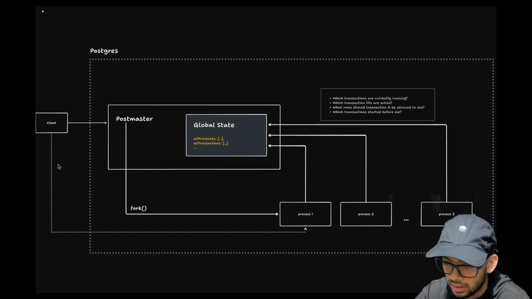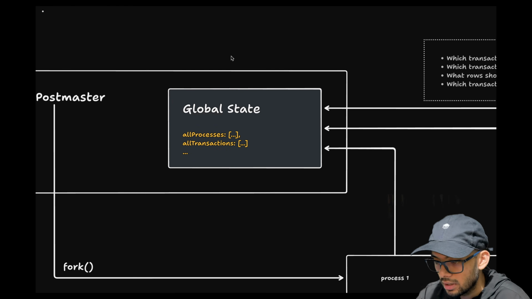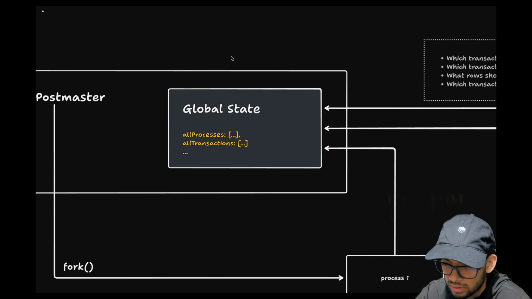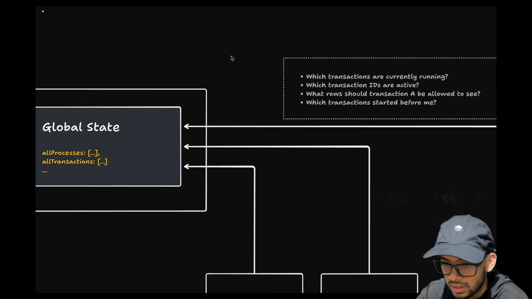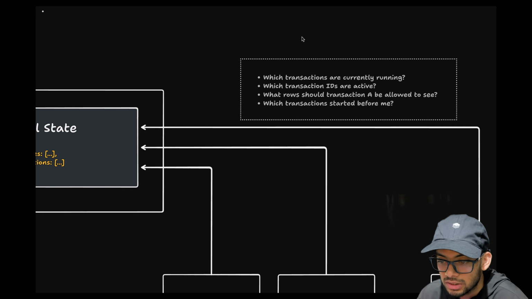Similarly, you can assume multiple clients making multiple requests end up creating multiple processes. But as you see, these processes aren't really independent. All three are trying to reference a global shared state, and that shared state could comprise various details like all the processes running at the moment, all the transactions ongoing at the moment, and many other such details.